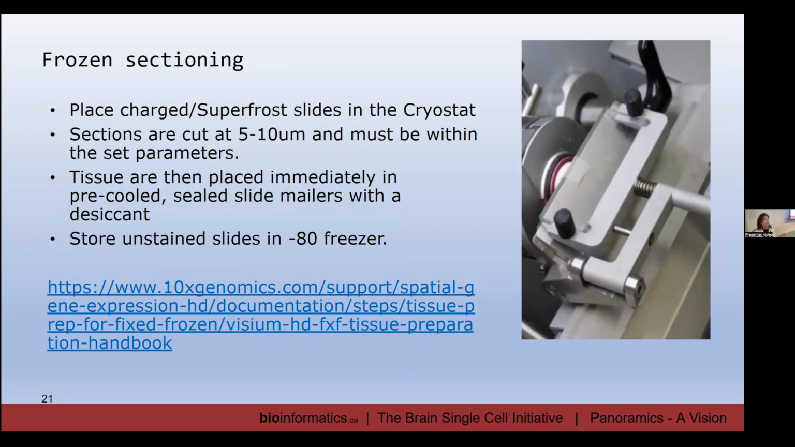So what you're going to do is take your charged slides and put them in the -20 and let them come down to temperature. You're also going to put a slide mailer in there at -20. Everything has to be at -20. Then you're going to take out your block that you froze previously and let that come up to temperature, -20. And then you're going to section. Once you've sectioned it and put it on the slide, it immediately goes into that slide mailer, seal it up with a desiccant, and into -80.